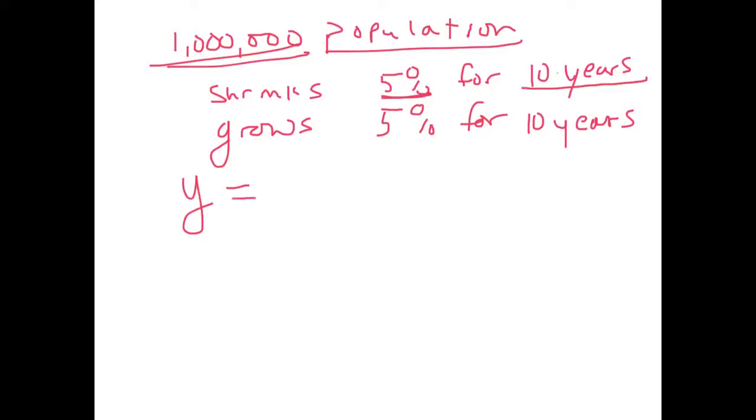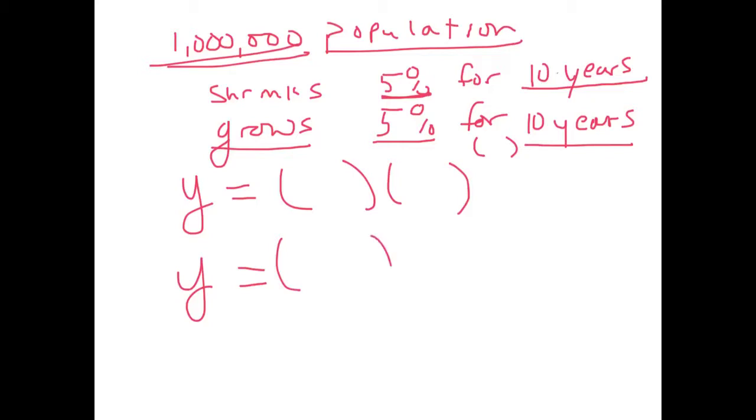So y is going to equal what number times what base to what power. Similarly, if Rhode Island's population grows 5% for 10 years, the population of Rhode Island, y, is going to equal what number times what factor to what power.